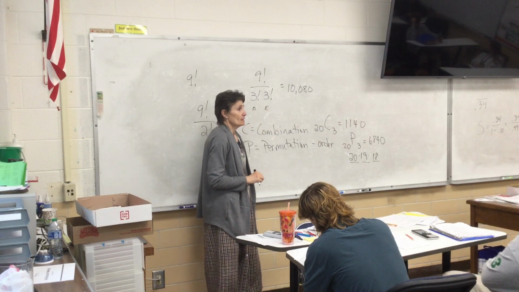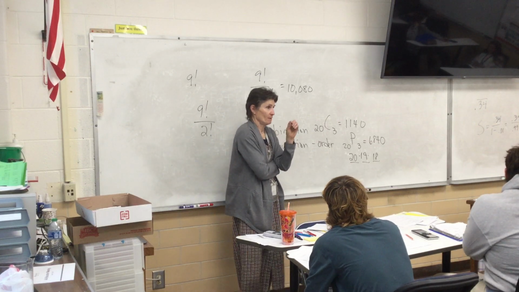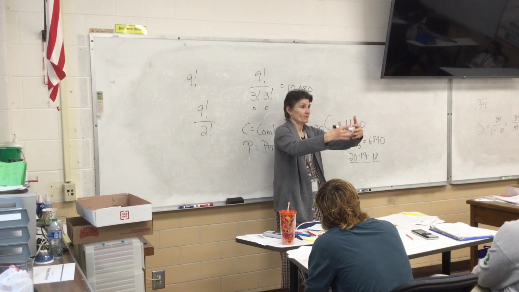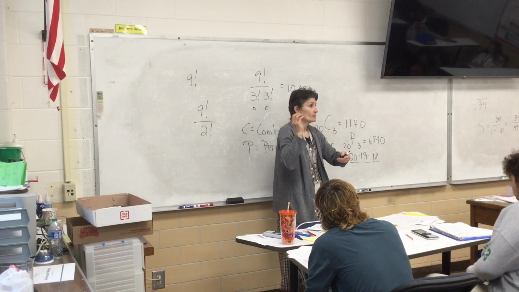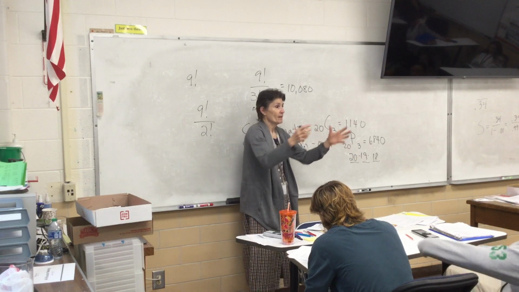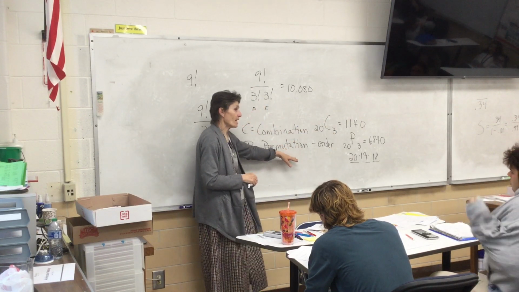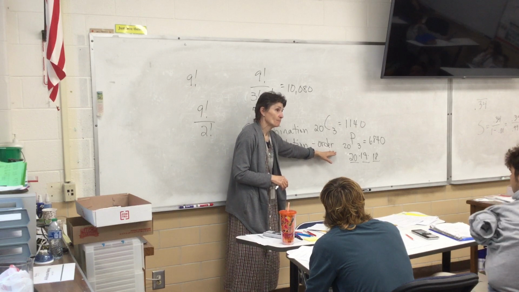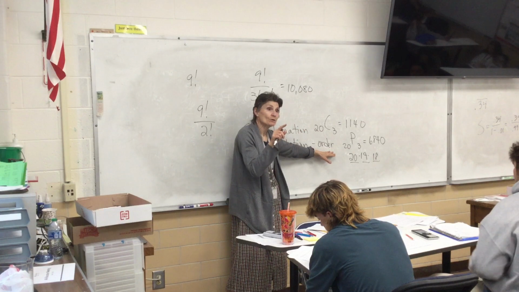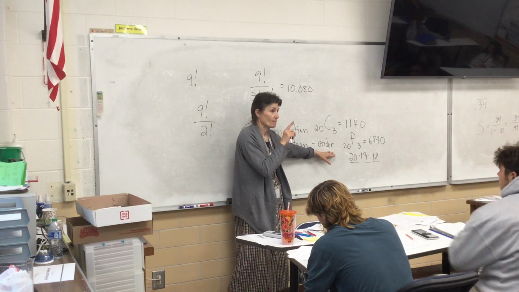Okay? Now, when you read a problem, and there'll be lots of them, and you have a group of stuff, and you're going to pick a few out of there, it's always going to be a P problem or a C problem. If you have a big group, and you're picking a few out, it's a P or a C. How are you going to decide if you're doing a P or a C? You're going to ask yourself, does it matter who gets picked first? If it matters, it's a P.